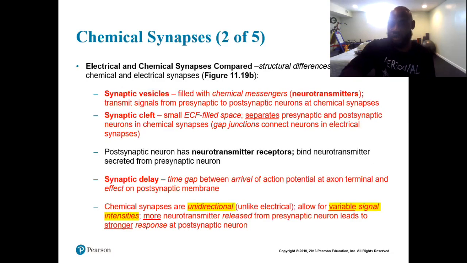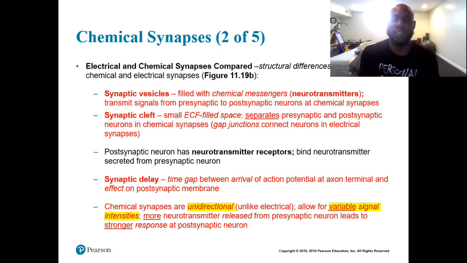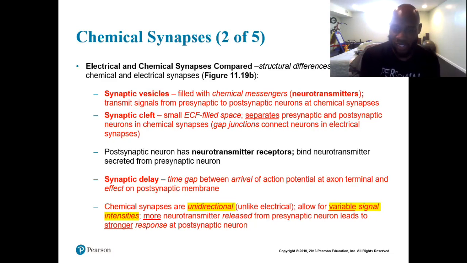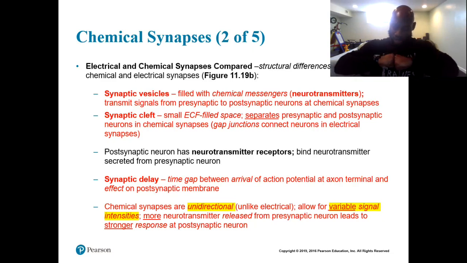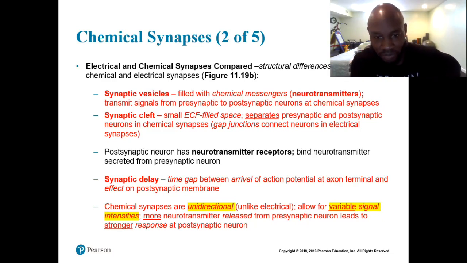So what happens in this more common chemical synapse, and how does that compare to an electrical synapse? In the chemical synapse, we have synaptic vesicles. They're filled with chemical messengers called neurotransmitters. You probably have heard of some of these. We're going to talk about them. We have the synaptic cleft, this extracellular fluid-filled space, which separates the presynaptic and postsynaptic neurons. So in this case, they aren't joined together by a gap junction. They're actually slightly separated. We have the synaptic cleft.